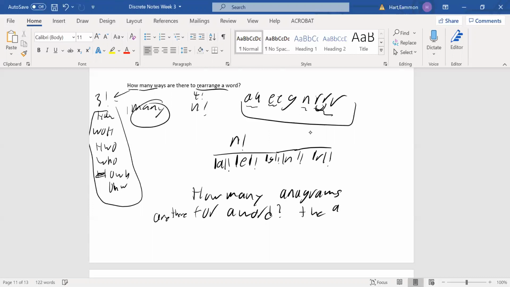The answer is n factorial, where n is the length of the word, divided by n1 factorial, so that's how many times the first letter appears, times however many times the second letter appears, where not redundant. So R is just the first letter here, it's not the first, the fourth, and the fifth. And 3 factorial, all the way up to my kth letter factorial.